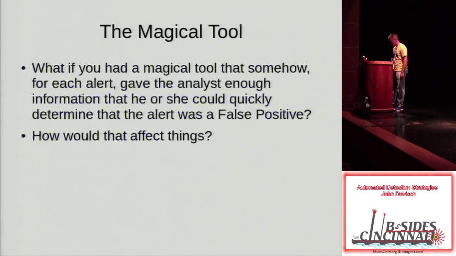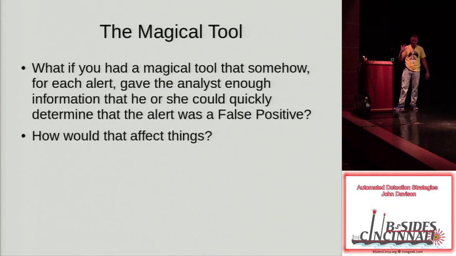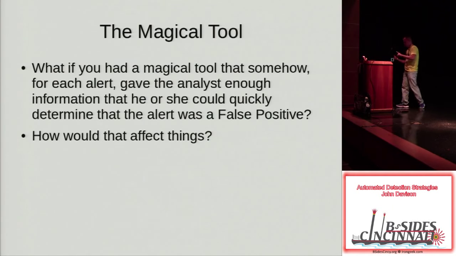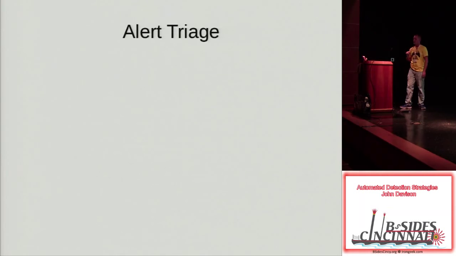So what if I had a magical tool that somehow, for every alert, gave the analyst enough information that he or she could quickly determine that it was a false positive? How would that affect things? Like I just said, that would ultimately increase your chances of detecting. So, end of the first half of the presentation. That's the strategy, right? This is my thought process. This is why I'm trying to do what I'm doing. Three key things: 99% of the alerts I'm not going to respond to. You've got to increase your coverage to cover the attack surface. And the metric to drive is how long it takes you to realize you're wasting your time, because there's a 99% chance that you probably are when you're reviewing that alert. So let's talk about alert triage.